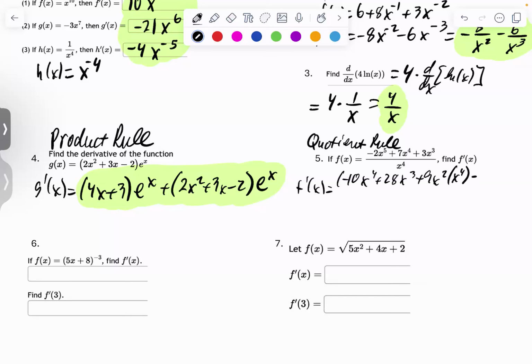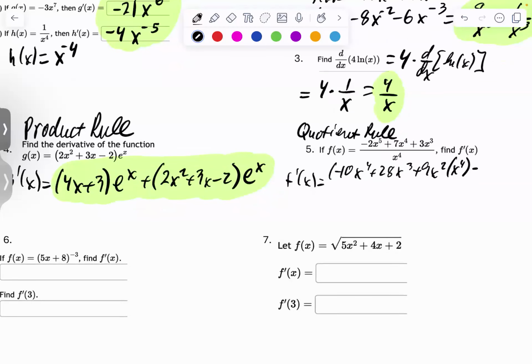minus, and I'm going to have to rewrite down here, getting low on room, the original function, negative 2x to the fifth, plus 7x to the fourth, plus 3x to the third, times the derivative of the denominator, which is 4x to the third, all over x to the fourth squared.